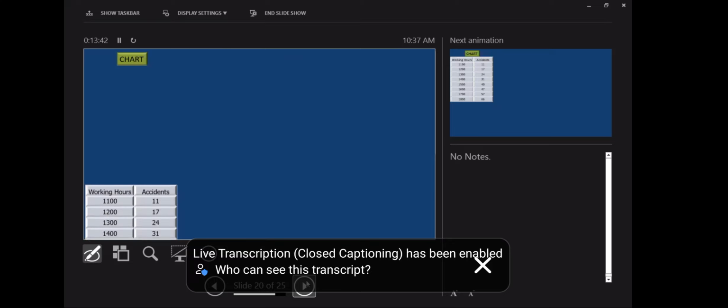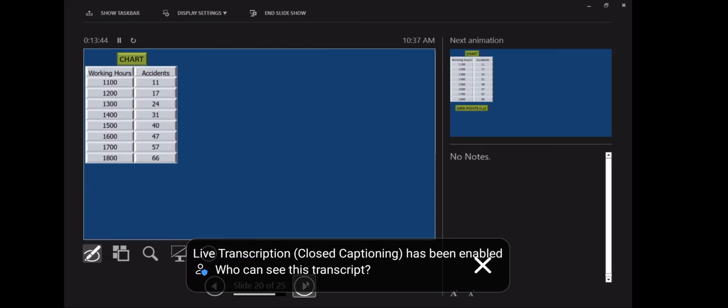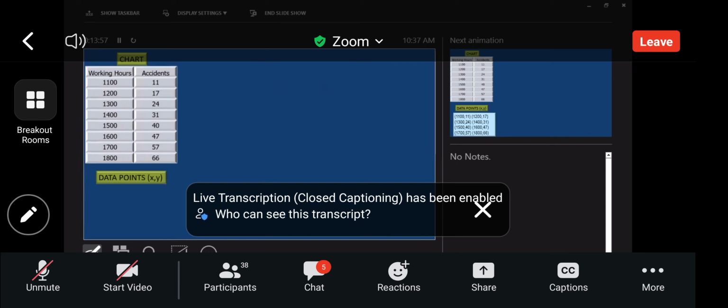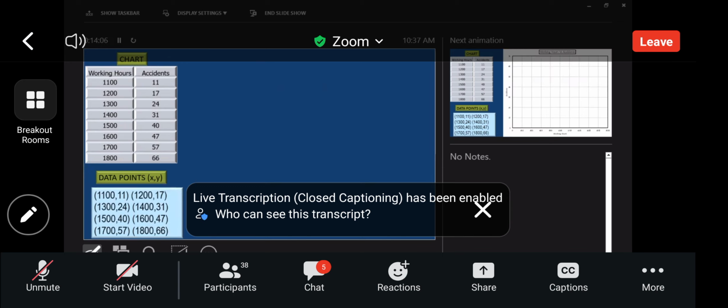Let's make the chart. We will create data points from it, meaning X and Y: open parenthesis, X, comma, Y, close parenthesis. So these are the dependent and independent variables, correct? Yes po. For working hours and accidents, which is the dependent and which is the independent variable?